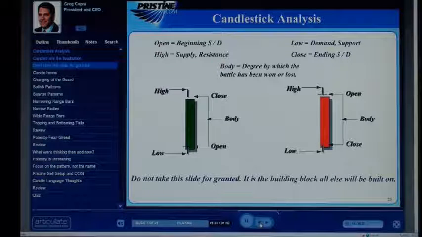And at the high point, there must have been enough sellers or supply to stop that candle from growing larger or moving higher from that point. The ending point is going to be where the supply and demand relationship ended, where there was an equilibrium at that point. And the body is going to be the degree by which the battle is won or lost, as we look at the size of the candle body, where it is in relation to the high, and where it is in relation to the close.